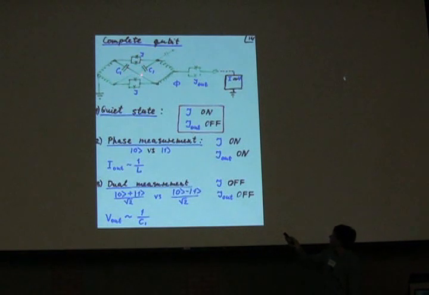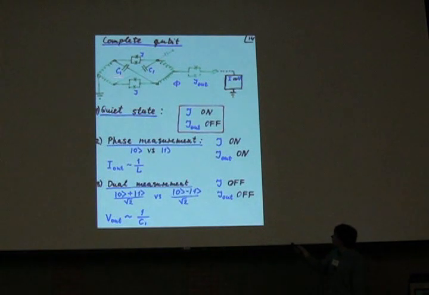Each Josephson junction is replaced by a squid. And there is another squid that is attached to a measuring device. And that device can measure either the current or the voltage, depending on what we want to measure in that qubit. The qubit has three basic states. The quiet state, where no measurement is being performed, is this. Those squids are on, and the output is off.